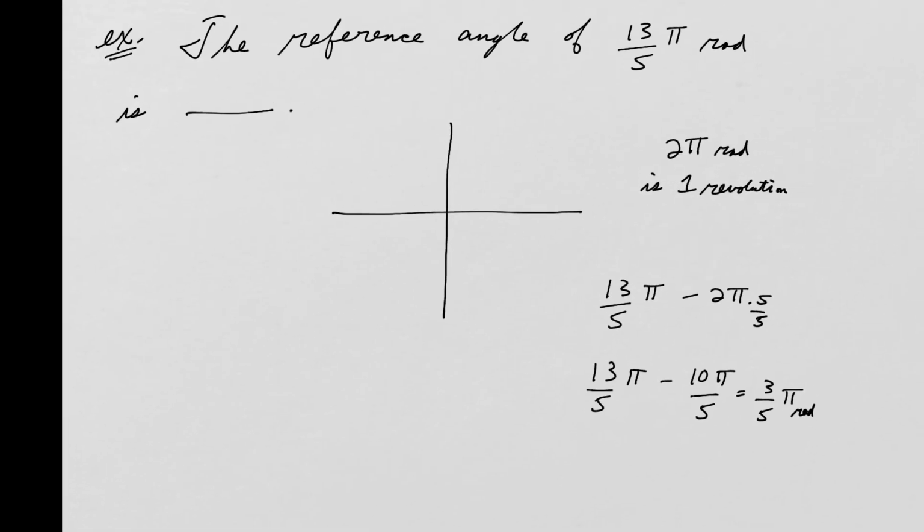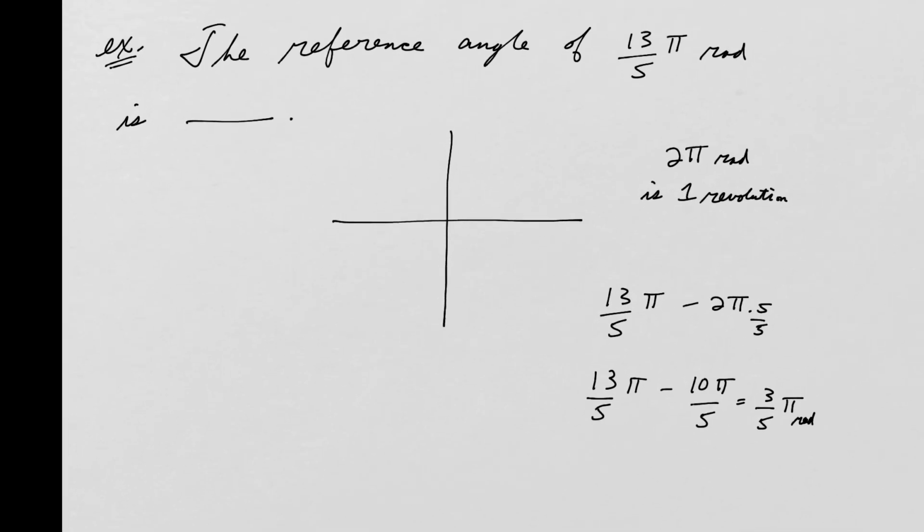Okay, so that means the original angle is going to be something like this. I guess it'll be in the second quadrant. So it goes all the way around once and then goes another 3 fifths pi. The reference angle is this angle right here. So how do we find that? Well, I'll do it in red: I went around once plus this angle, which must be 3 fifths pi radians.